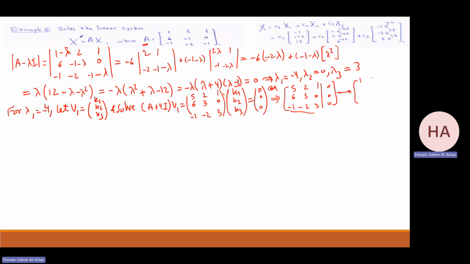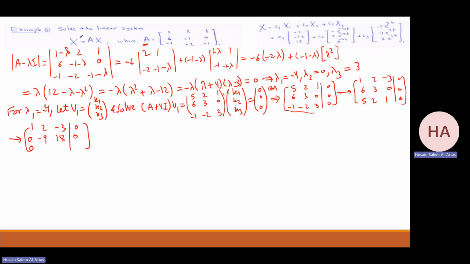That will be 1, 2, -3, this 0 will not be affected. Interchange it, that would be 6, 3, 0. This is 5, 2, 1. Actually, the last column, I don't need it in the augmented matrix, because 0, 0, multiplied by 0, added to anything, for sure will not be changed. So I have 1, 2, -3. Multiply by -6 and add, that will be 0, -9, 18. This is still the same. By -5 and add, that will be 0.